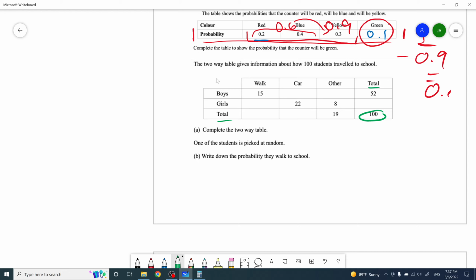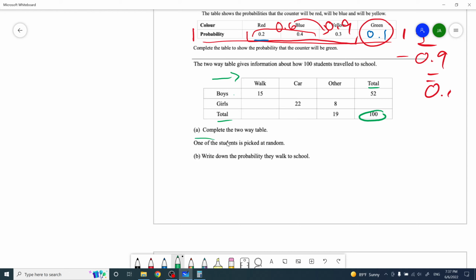So they have up here the modes of transportation: walking, car, and other. And they've broken this down by gender, by boys and girls. Unfortunately, they are still in the last century where we only have 2 genders. Anyway, moving on. So we need to figure out, first of all, what is missing here.